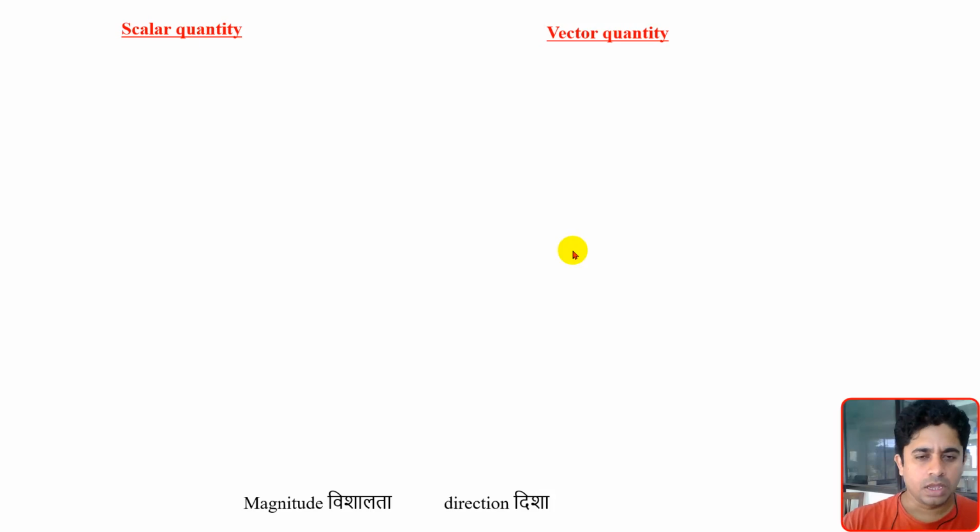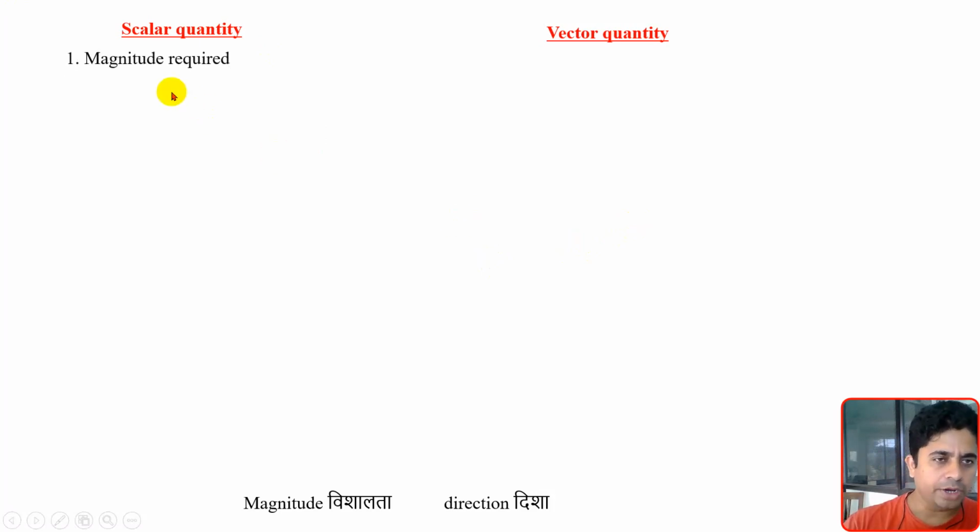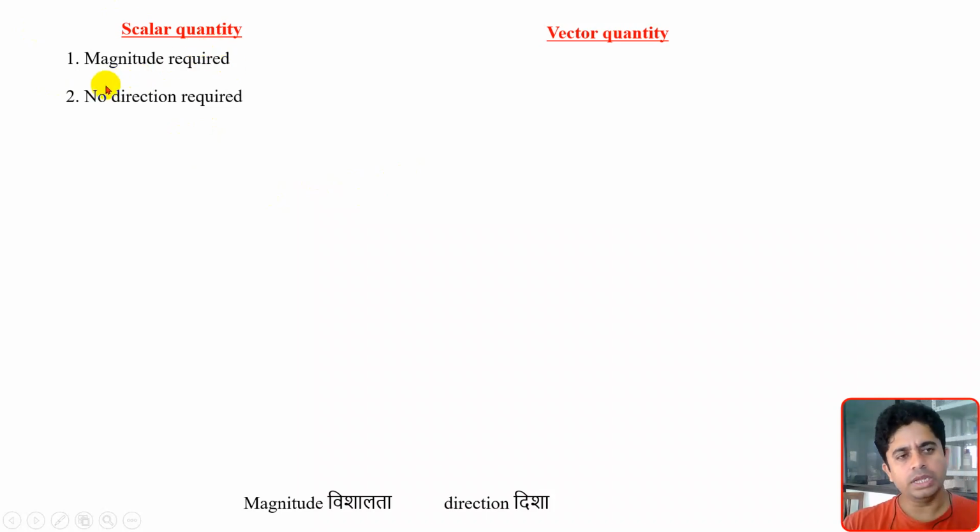Hello everyone. In this video, we will discuss scalar quantity and vector quantity and what the basic difference between them is. For scalar quantity, magnitude is required. We have to give information regarding the magnitude of that quantity. And second, there is no need to give information about direction. No direction required. For scalar quantity, there is only importance to the magnitude, there is no importance to the direction.